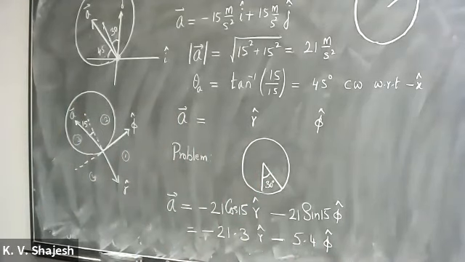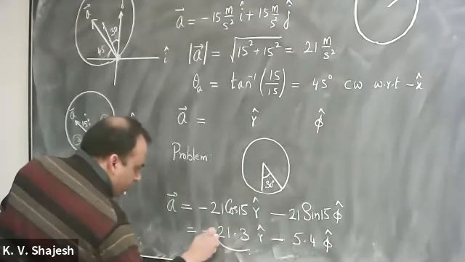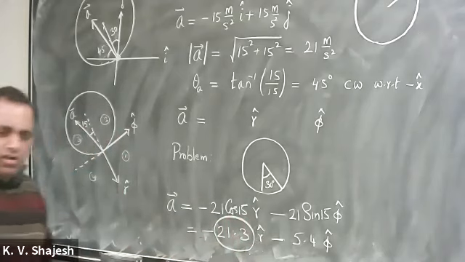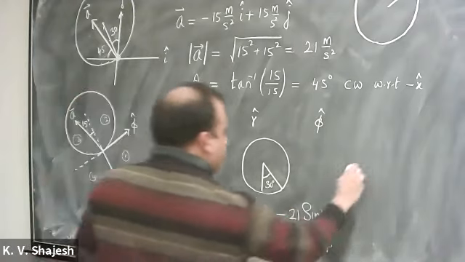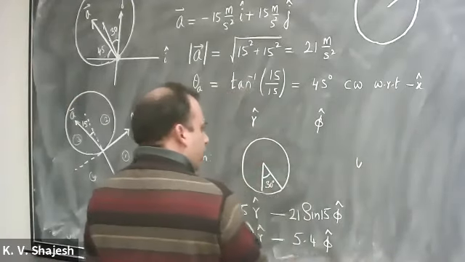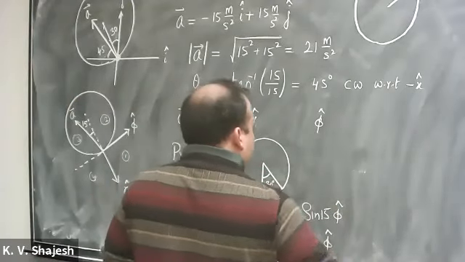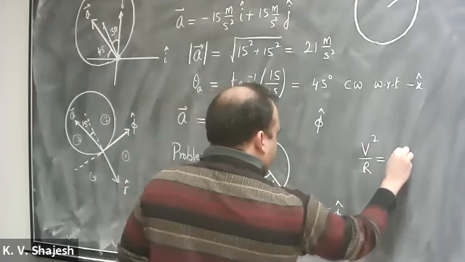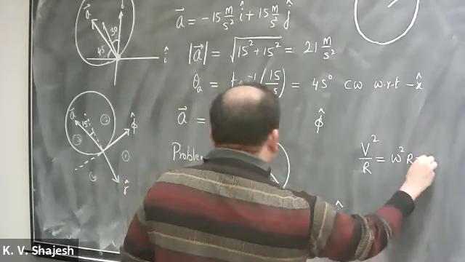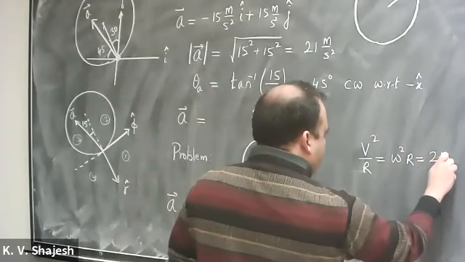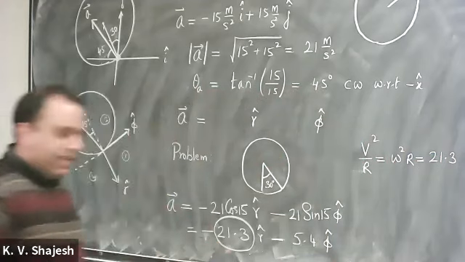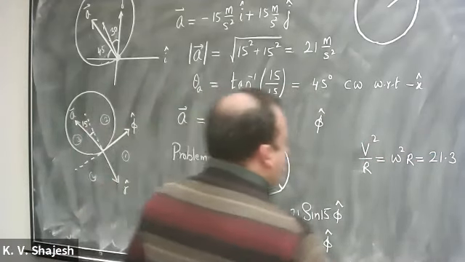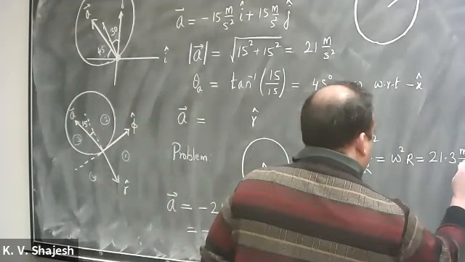What is my centripetal acceleration? If I want to ever get the centripetal acceleration, that's whatever sits in front of r hat. So I know that omega squared r, or v squared over r, which is the same, is equal to 21.3 as a number, not worrying about the negative sign. That's exactly 21.3 meters per second squared.